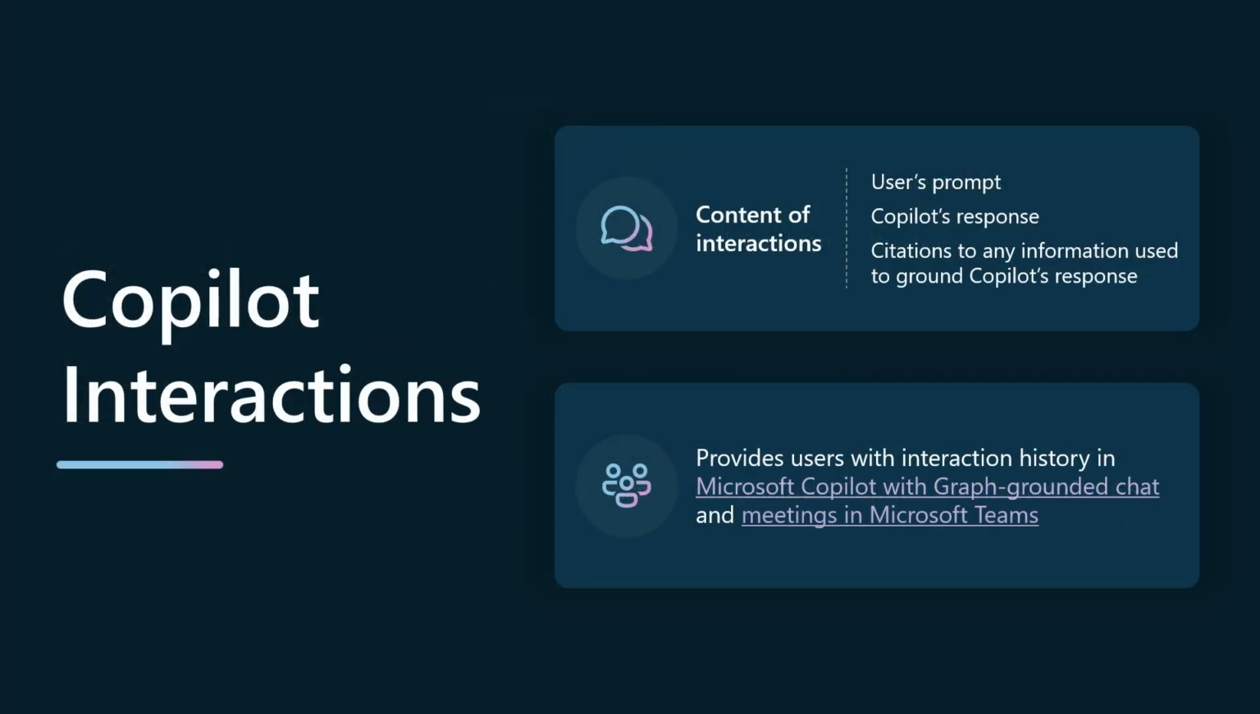Let's talk briefly about Copilot interactions. An interaction is pretty simple. You put in a prompt and you get a response. That is an interaction. Interactions are important, particularly from compliance standpoints and security standpoints and privacy standpoints. Interactions can be kept in the user's history so that the user can go back and refer to previous interactions, but the user also has the ability to delete them as well.